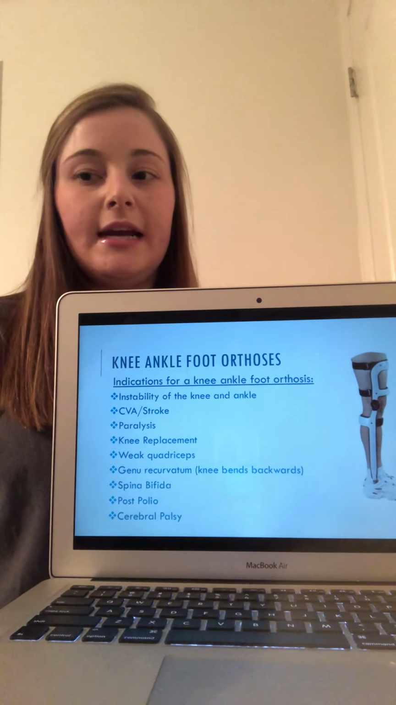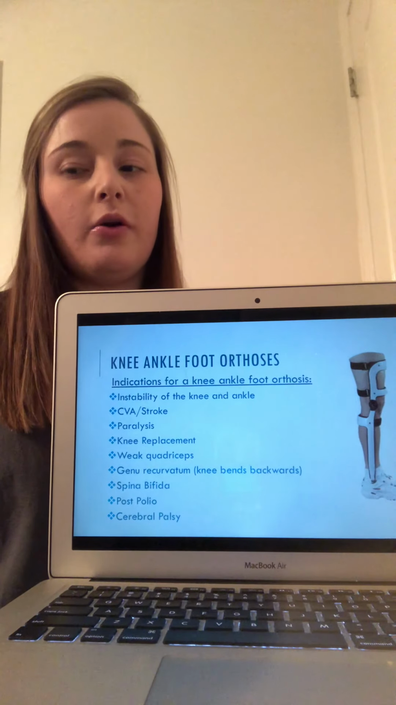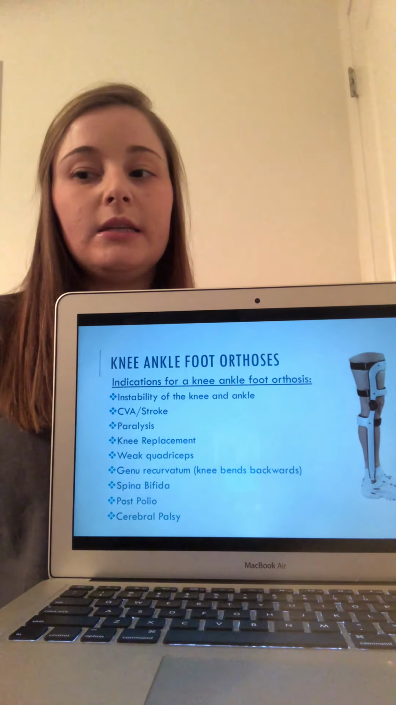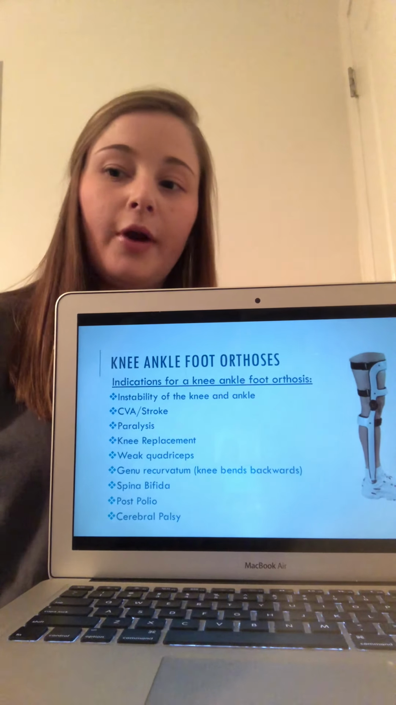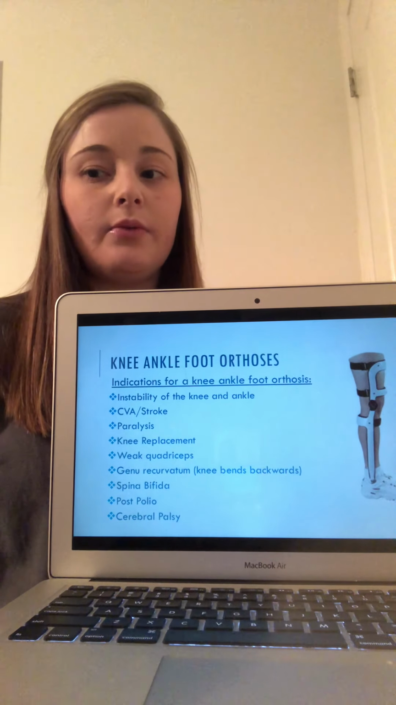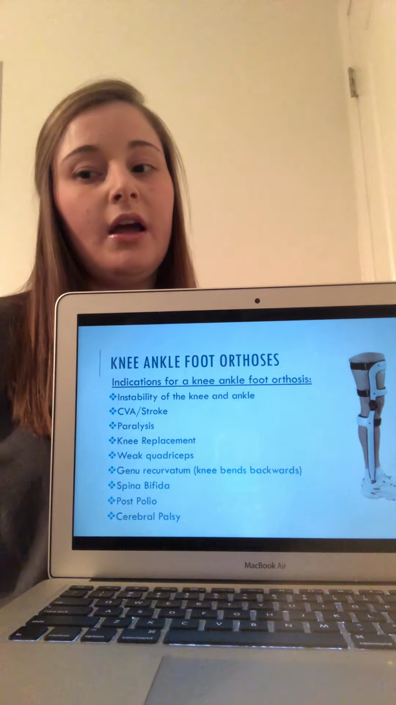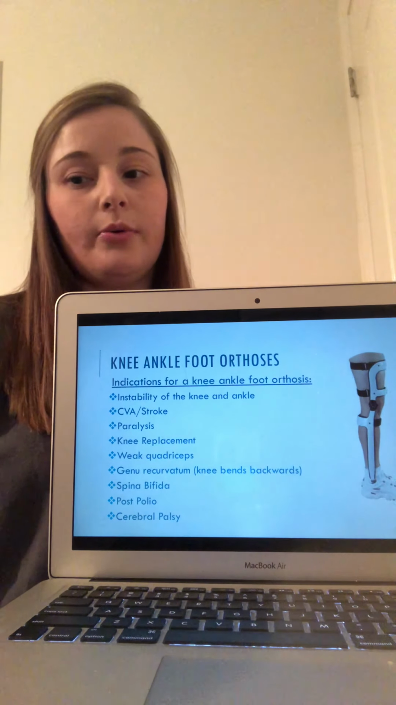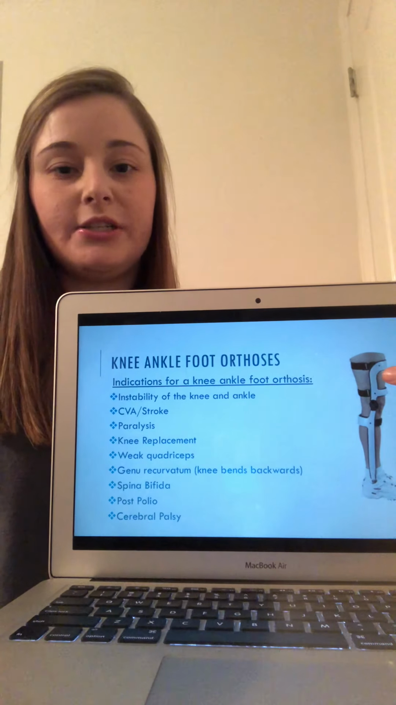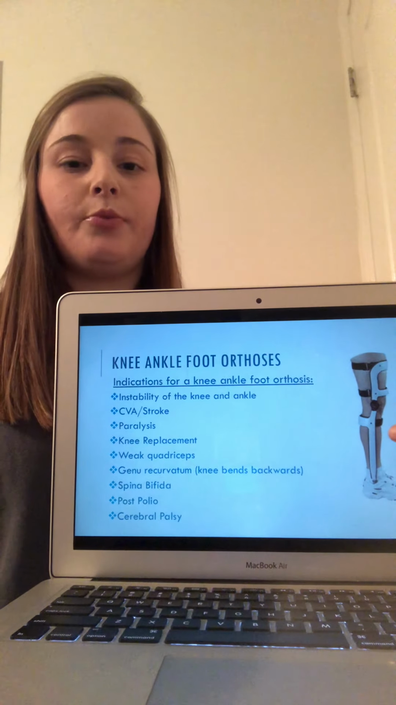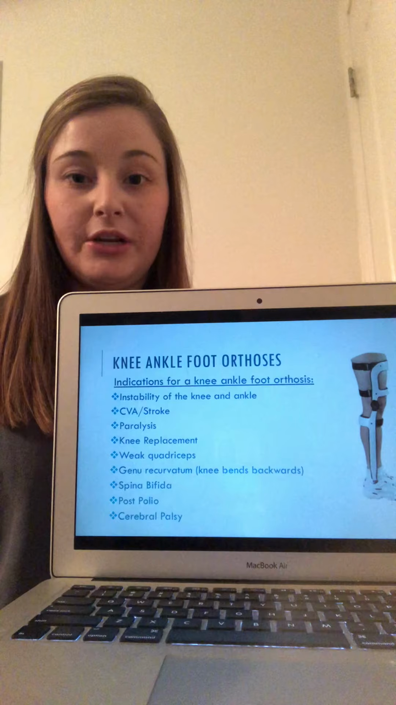So here are some indications for knee ankle foot orthotics: instability of the ankle and the knee, CVA, stroke, paralysis, knee replacement, weak quads, spina bifida, post-polio, and cerebral palsy. And there's a picture. Like I said, they attach just above the knee, and it's going to support the knee, the ankle, and go down into the shoe, into the foot.